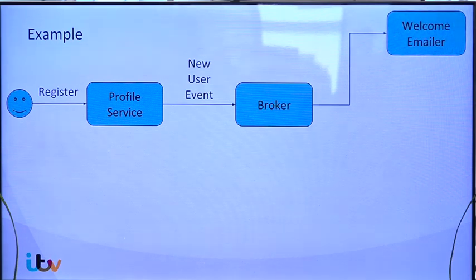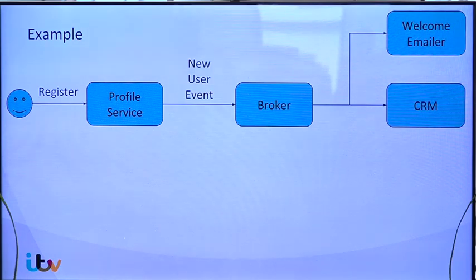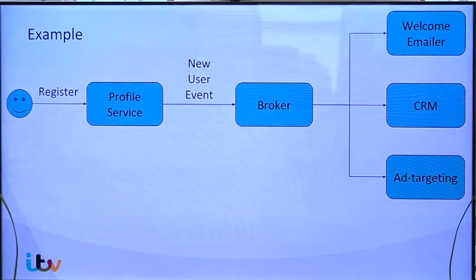That broker sends on the message to a welcome emailer component, which receives that event and goes, we have a new viewer, we'll send them the welcome email. We have another component which sends it onto our CRM system, our customer relationship management system, which means we can send marketing material to them. And we also send it to our system that does ad targeting, so we can work out what ads viewers should see on ITV Hub.